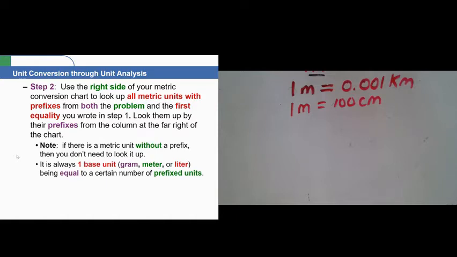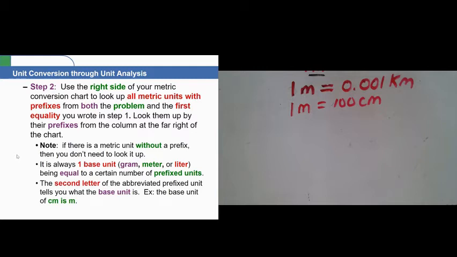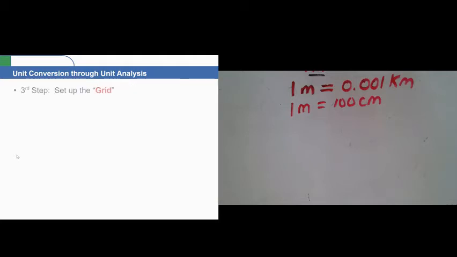And it's always equal to 1 base unit, gram, meter, or liter, being equal to a certain number of prefixed units. The second letter of the abbreviated prefixed unit tells you what the base unit is. Again, the base unit of centimeter is going to be meter. If it was centiliter, it'd be liter. All right, centigram, it would be gram, whatever the second letter is.